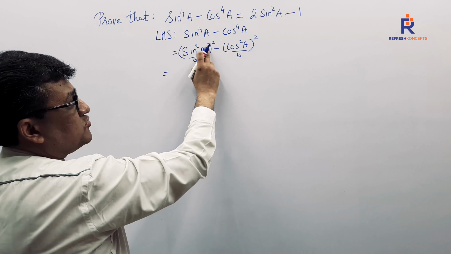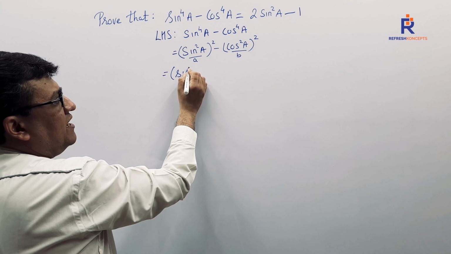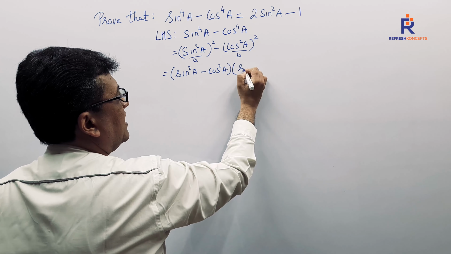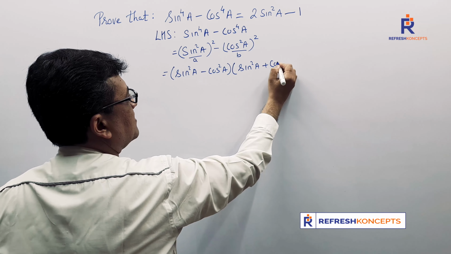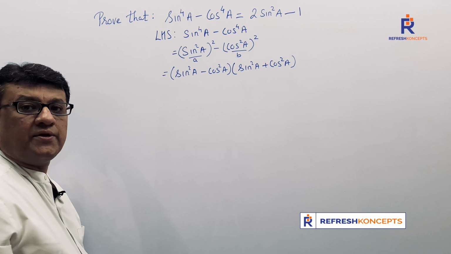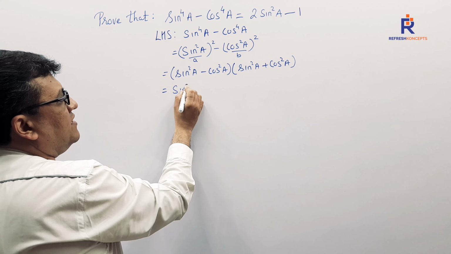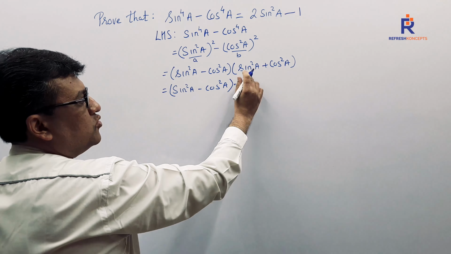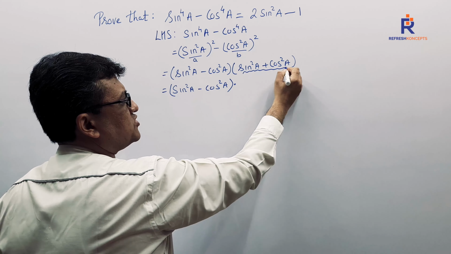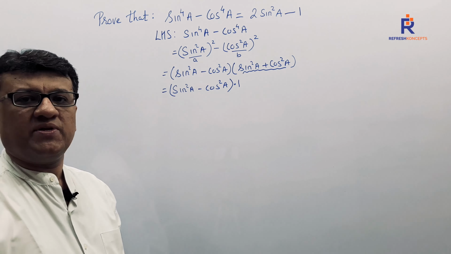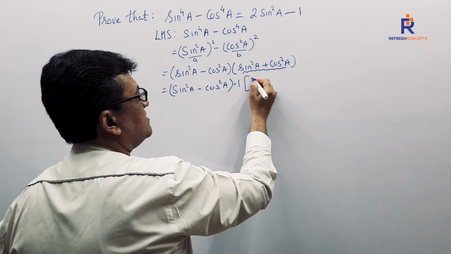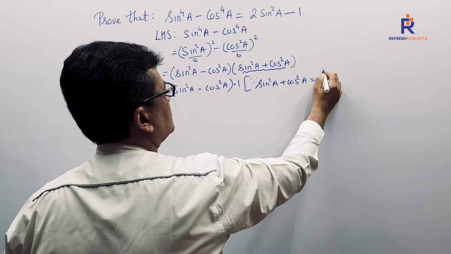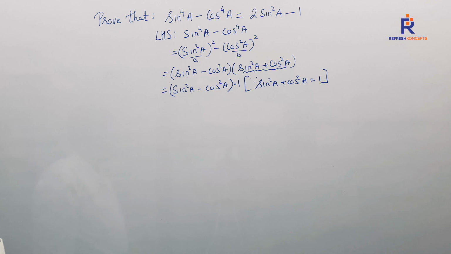So whenever we have a square minus b square, we shall write down a minus b, which is nothing but sine square a minus cos square a, plus b, which is sine square a plus cos square a. Children, sine square a minus cos square a as it is within the bracket into, what is sine square a plus cos square a? With the help of the identity, can I say sine square a plus cos square a is 1? Since sine square a plus cos square a is equal to 1.